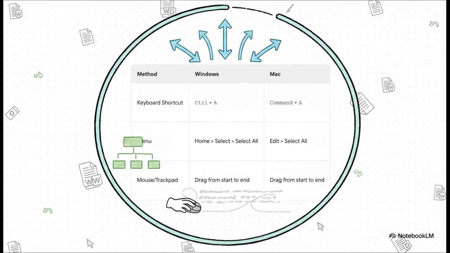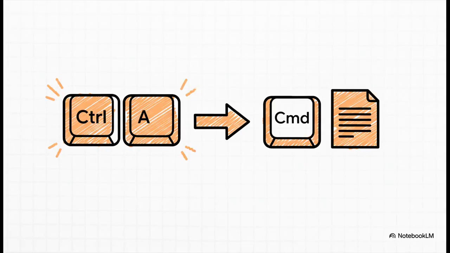Okay, so how do we actually do it? Well, yeah, you can always drag your mouse from the very beginning to the very end, or you can click through the menus to find the Select All option. But the most efficient way, by a long shot, is a simple keyboard shortcut. And here it is. This is the one you really want to remember. On Windows, it's Control plus A, and on a Mac, it's Command plus A. Seriously, commit this one to memory. It is a total game changer. One quick key combo, and your entire document is highlighted.